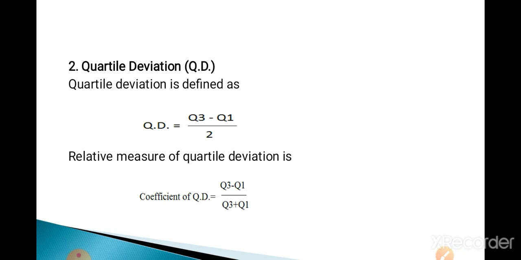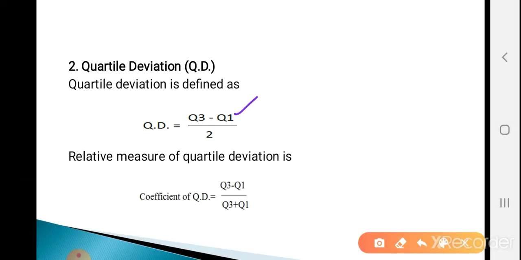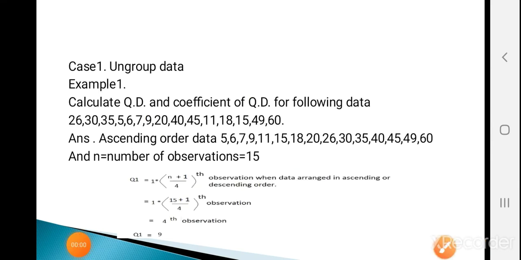Quartile deviation is defined as QD, that is, quartile deviation is equal to Q3 minus Q1 divided by 2, where Q1 is the first quartile and Q3 is the third quartile. And the relative measure of quartile deviation, the coefficient of quartile deviation, has the formula Q3 minus Q1 divided by Q3 plus Q1. Let's see one example of ungrouped data.